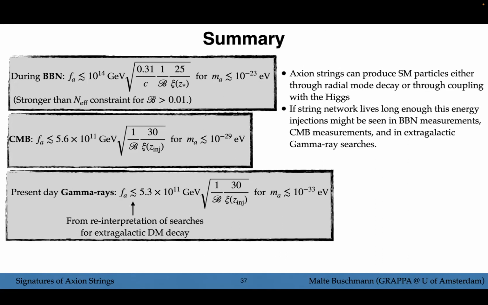So we have axion strings. We assume that the axion in this case is an ALP, and that it is relatively lighter than 10 to the minus 23 at least. If they are that light, they can produce standard model particles, which then inject the energy into the BBN or the CMB or produce gamma rays. We can use that to place competitive bounds depending on your exact model parameters. And thank you.